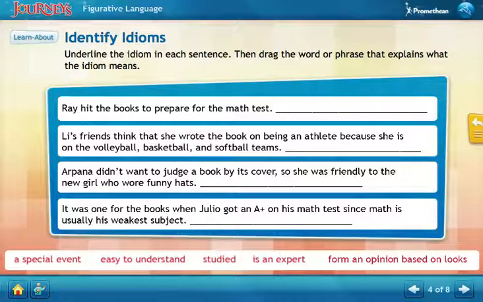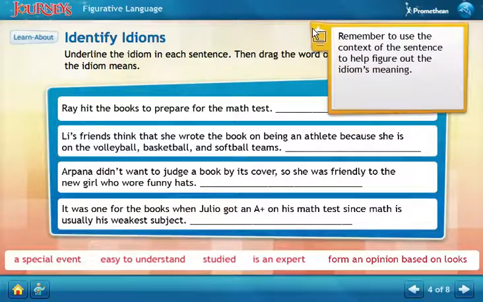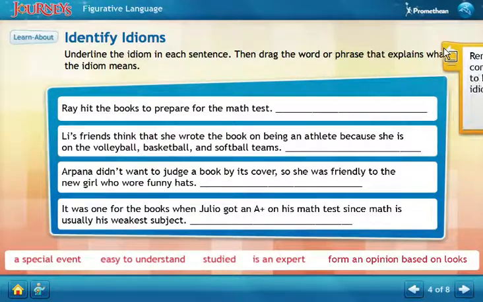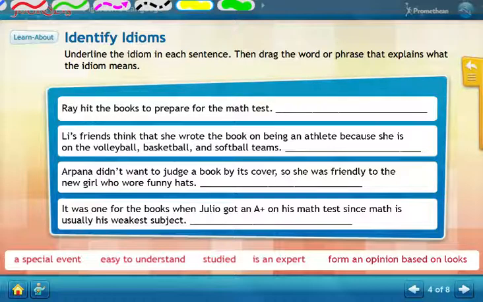In this activity, we're going to underline the idiom in each sentence, then drag the word or phrase from the bottom. Let me grab my pointer here to pull this tab out. It says to remember to use the context of the sentence, that's the other words in the sentence, to help figure out the idiom's meaning. I'll grab my highlighter again. Let's go with green this time.